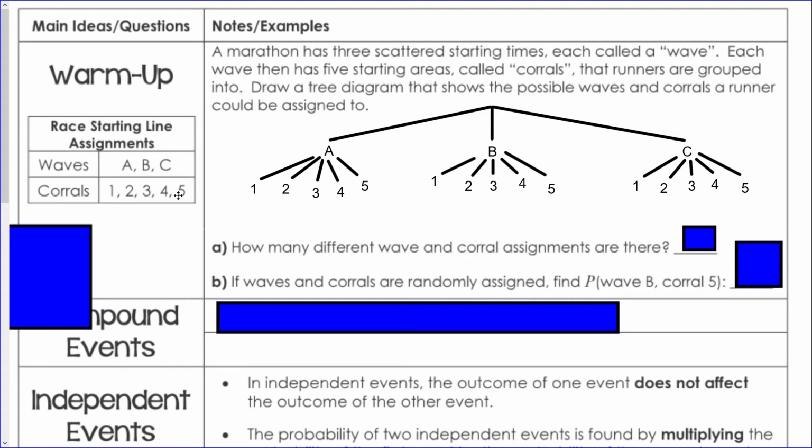We talked about this last time, that you can find that out just by multiplying. So you've got 3 choices for the first possible choice, 5 for the second possible choice, so you can do 3 times 5, which means there are 15 different possibilities for where you could end up in this marathon starting time thing. So that again will be your denominator when you're finding a specific probability. So the probability of wave B corral 5, there's only one way that happens, so your probability is 1 out of 15. Hopefully that was fresh in your memory from before.